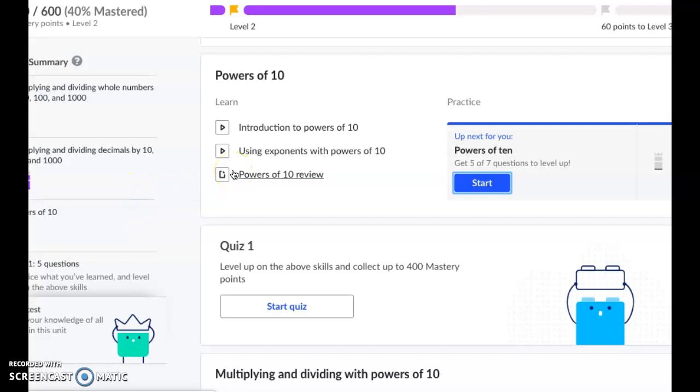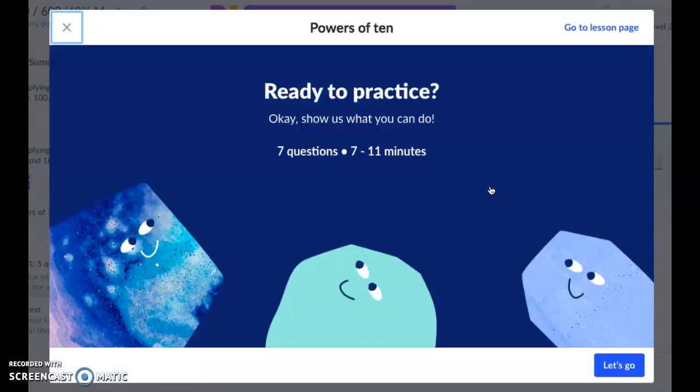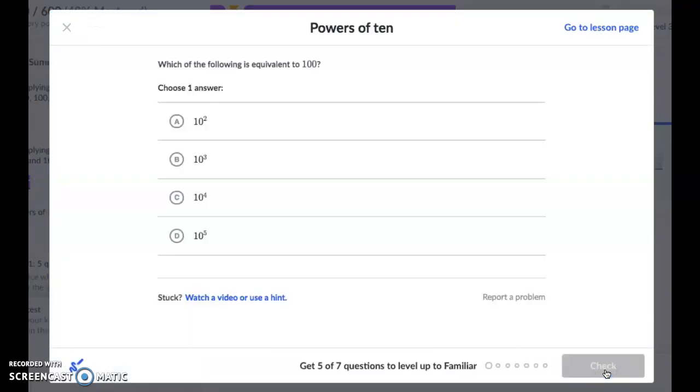Khan Academy Powers of 10, and we're working on the subtopic Powers of 10. Which of the following is equivalent to 100?